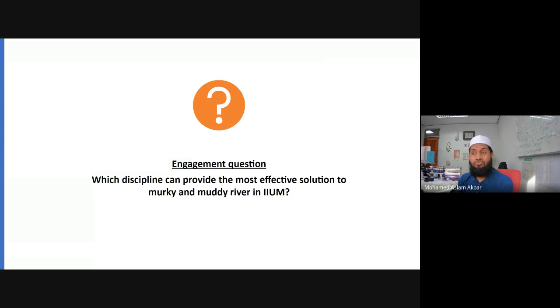So I'm just asking you, the university has so many disciplines, right? You understand my question? The university has so many disciplines, so many faculties. So tell me which discipline, which faculty, can provide the most effective solution. Okay, good. Okay, tamam, good. Probably engineering, but is it only engineering? Tamam. Go ahead, others, please answer, please.